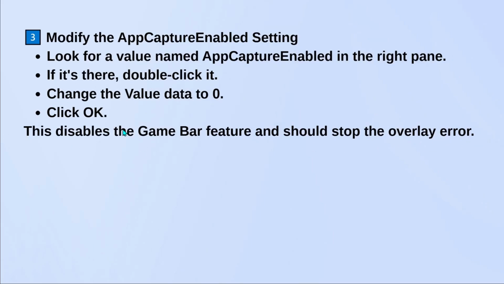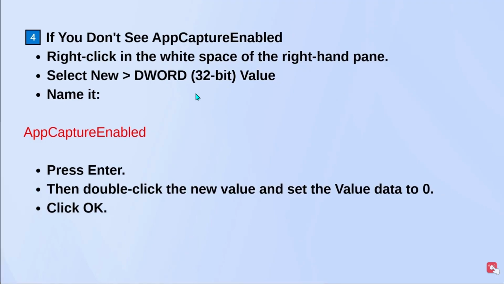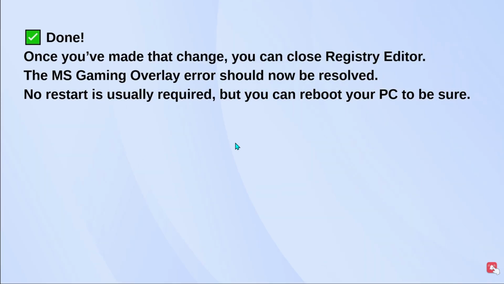If you don't see AppCaptureEnabled, right click on the empty space on the right, choose New DWORD (32-bit) Value, name it AppCaptureEnabled and set the value to 0. After that, close the registry editor. You usually don't need to restart, but if the error keeps showing, reboot your PC just to be safe.